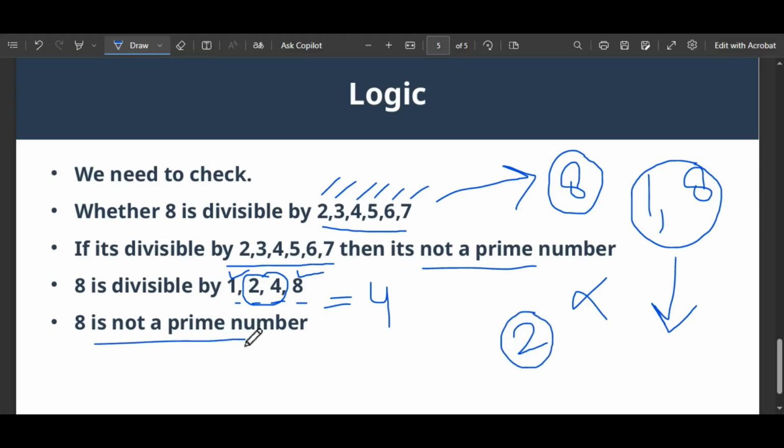That is why 8 is not a prime number, because the factors of a prime number should not be more than 2, and here there are 4. So I hope you understand the logic that we will build in our program. So let's build the program now.